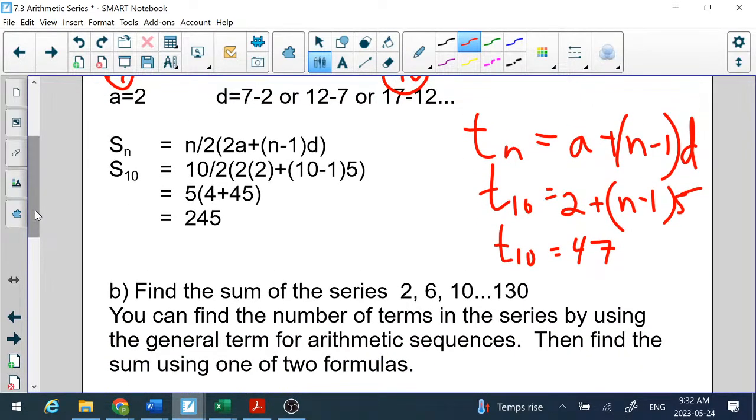Well, it's not that much more difficult, but look at part B. Instead of finding the 10th term, here they don't tell you how many terms there are, but is it finite or infinite? So what do you need to do? Yeah, figure out what n is for 130. Figure out how many terms you have. So do that, then find the sum, please. Okay?